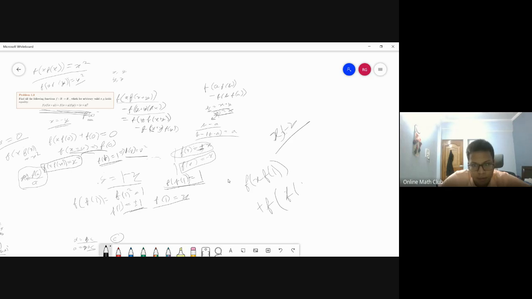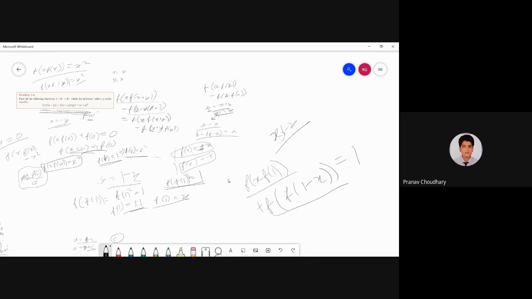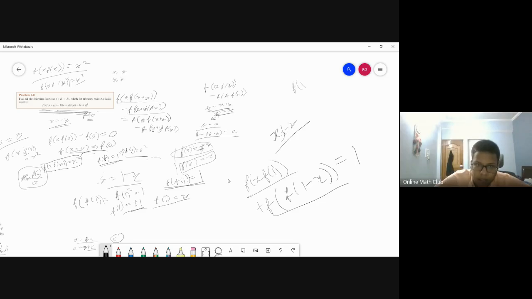f of 1 minus x is equal to 1. This is what we get. Put f of 1 equal to 1, so it is f of x or minus 1. Okay, we'll consider the two cases, I guess. f of 1 equal 1, let's consider for now. First, if we do that, then we get f of x plus f of 1 minus x equal 1. Interesting.